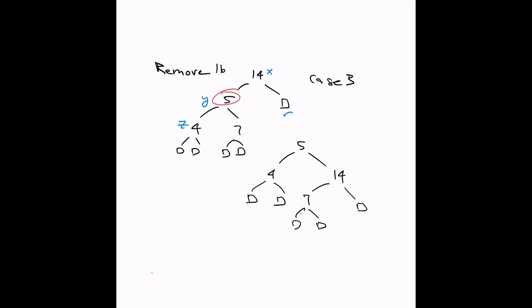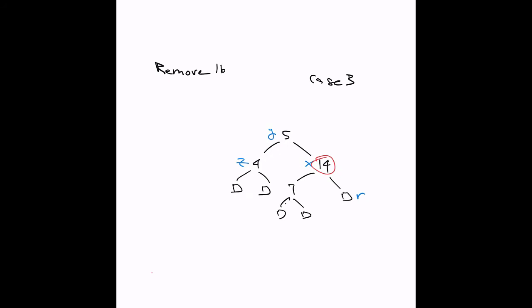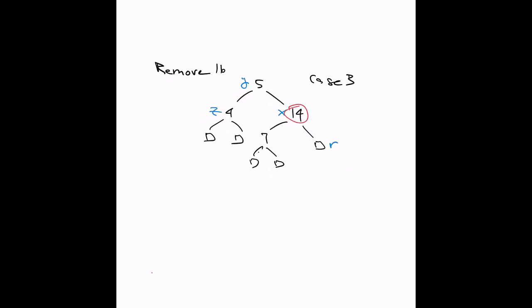So now that we've restructured, Y is going to be the node 5. X is going to be the node 14. Z is 4. And R is here. And after we restructure, we set Y to black. Well, Y is black. We set X to red. And we set R to black. And so this is what we have after restructuring.